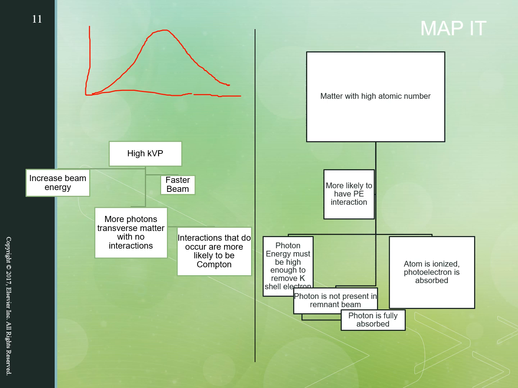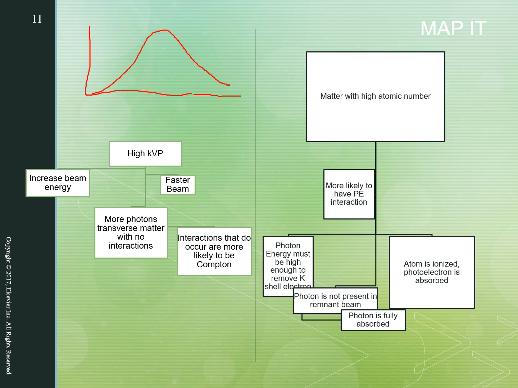The interactions that do occur are more likely to be Compton. Now remember, with our high kVp beams, we have higher keV photons, and it's going to increase the transmittability, or the penetration, of that beam.